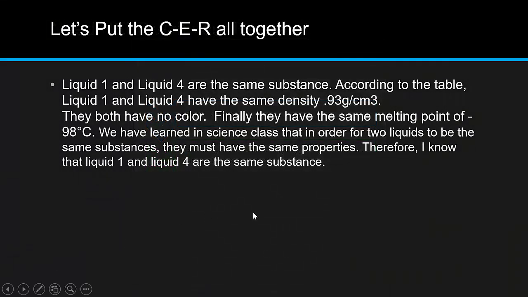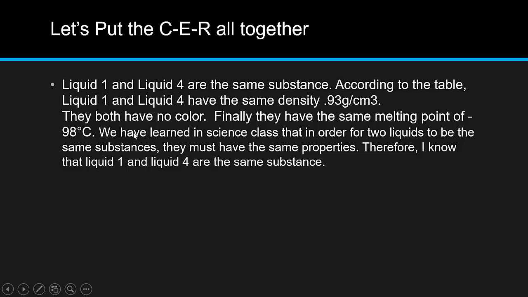So here we go. Liquid 1 and liquid 4 are the same substance. That's our C. According to the table, liquid 1 and liquid 4, again we've cited, have the same density, 0.93 grams per cubic centimeter. They both have no color. And finally, they have the same melting point of negative 98 degrees Celsius.